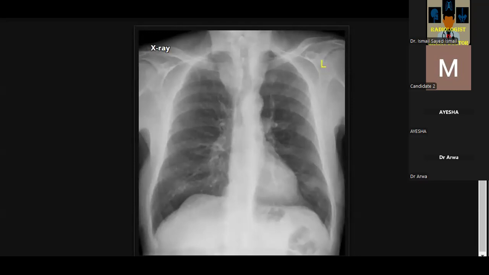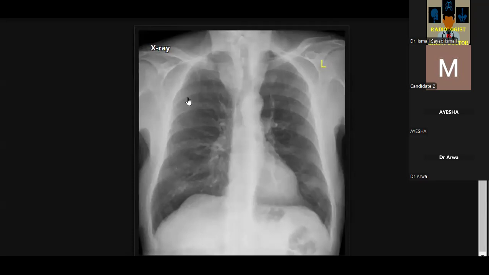I can see that there is mild compression at the level of the trachea. The rest of the lung fields appear unremarkable. I cannot see any bony abnormality within this image.